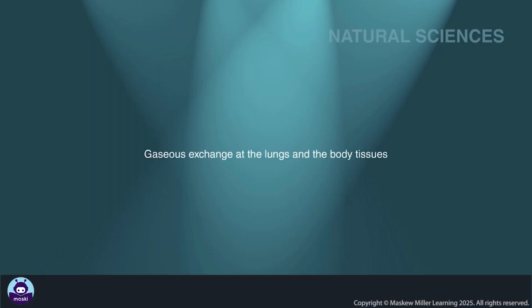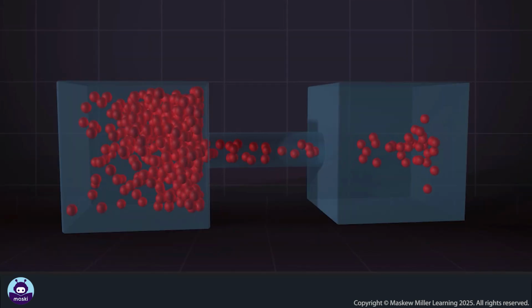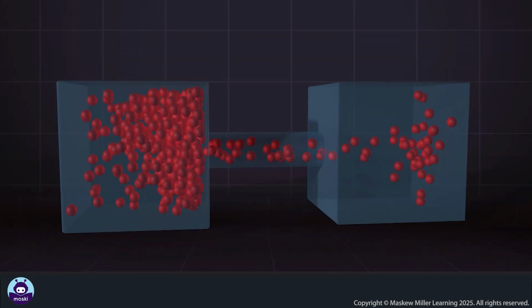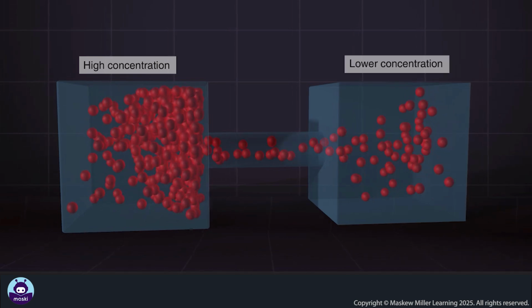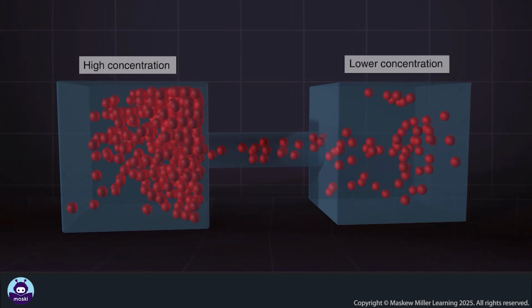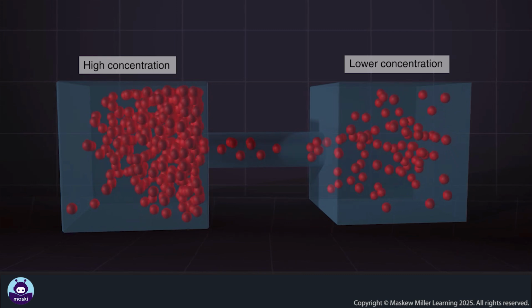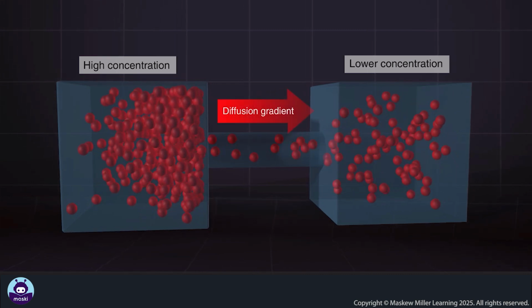Gaseous exchange at the lungs and the body tissues. Gaseous exchange happens when gases diffuse from an area where their concentration is high to an area where their concentration is lower. The difference in concentration between the two areas is called the diffusion gradient.